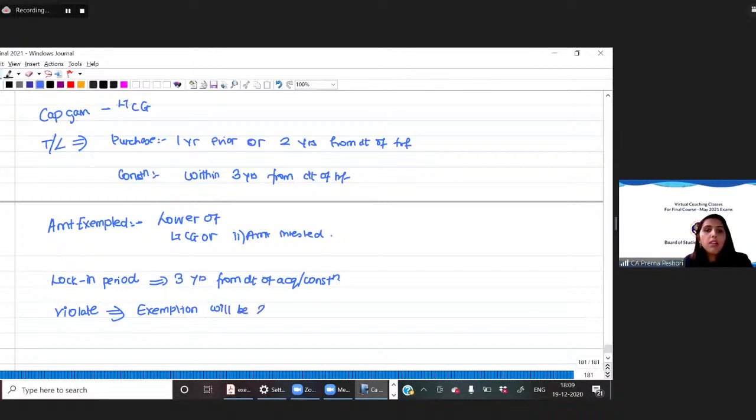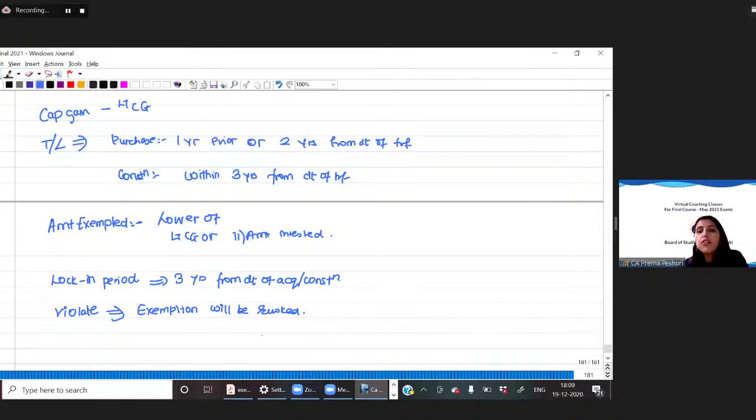Exemption claimed earlier will be revoked. Clear? So the capital gain arising from the transfer of such asset shall be computed by reducing the capital gain exempted earlier from the cost of acquisition. How will you do that? The capital gain exempted earlier, you would reduce it from the cost of acquisition while you compute the gain of that newly bought asset. So you will reduce the cost of the asset itself. Did you get this?